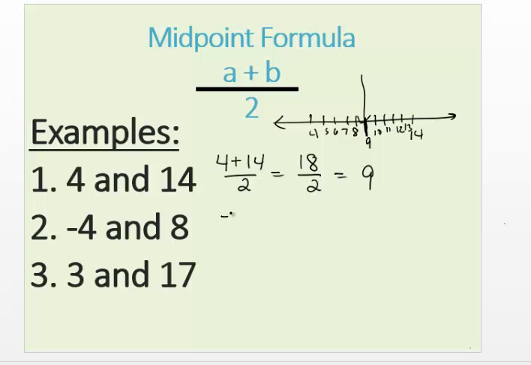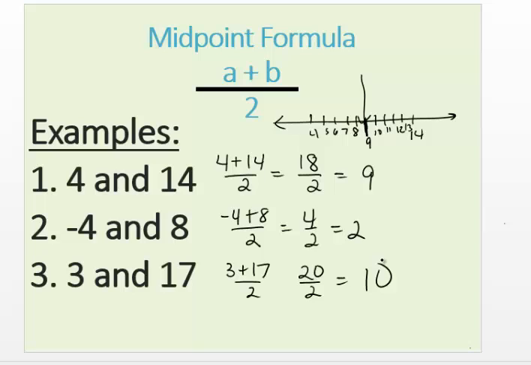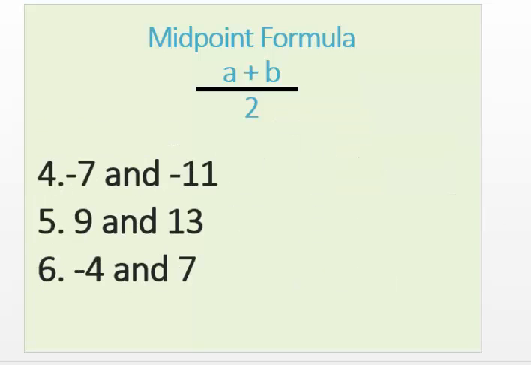I find it easier just to use the formula on here because I'm just averaging these 2 numbers together. So this gives me 4 over 2, which is 2. And this last one, 3 plus 17, is 20. 20 divided by 2 is 10. A couple more examples of midpoint formula. We'll add those together and divide by 2.